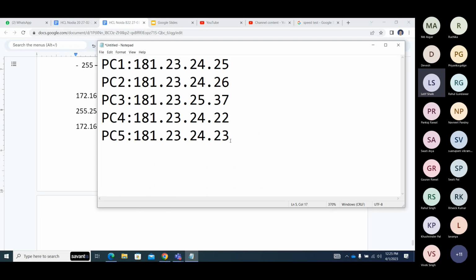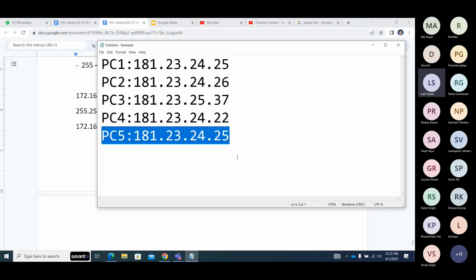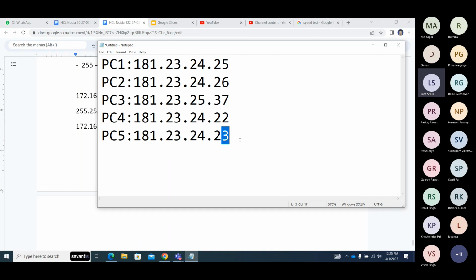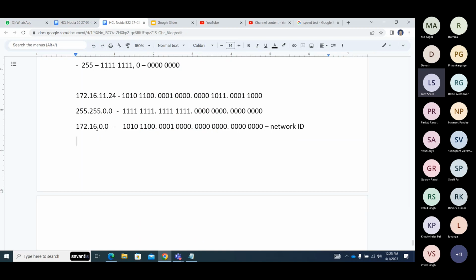In case, for example, here I have a 24.25. This IP and this IP are completely the same, so a conflict may be generated. So what do I have to do? We have to check. The IP address can be changed, and we found that there is a mistake. We can simply change it back as per our network and make sure that a conflict is not generated. Very good, very good. That is the correct answer.